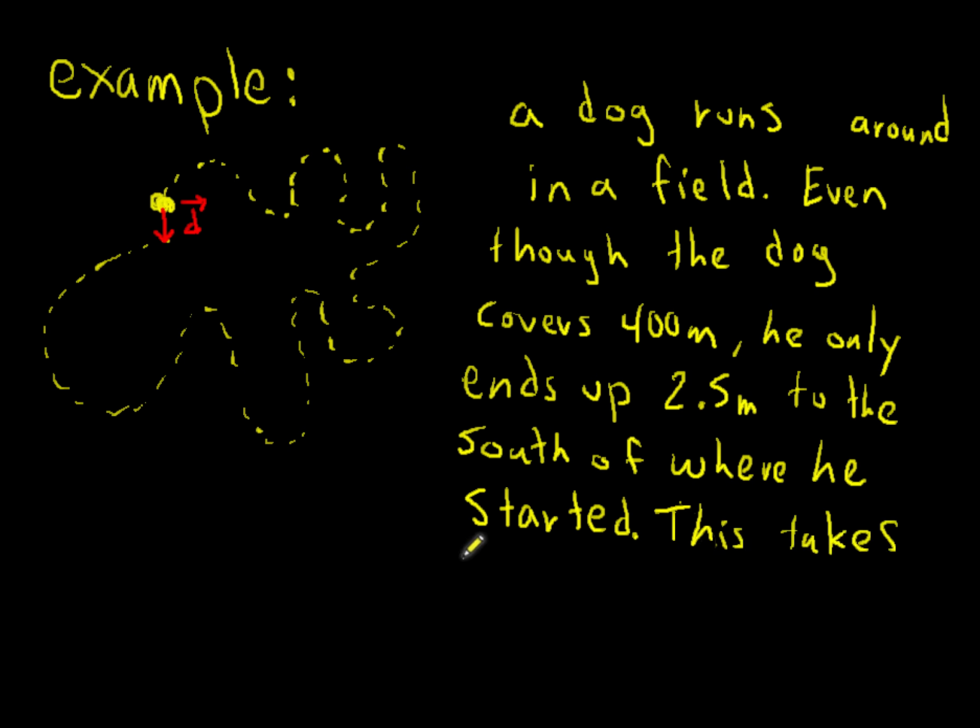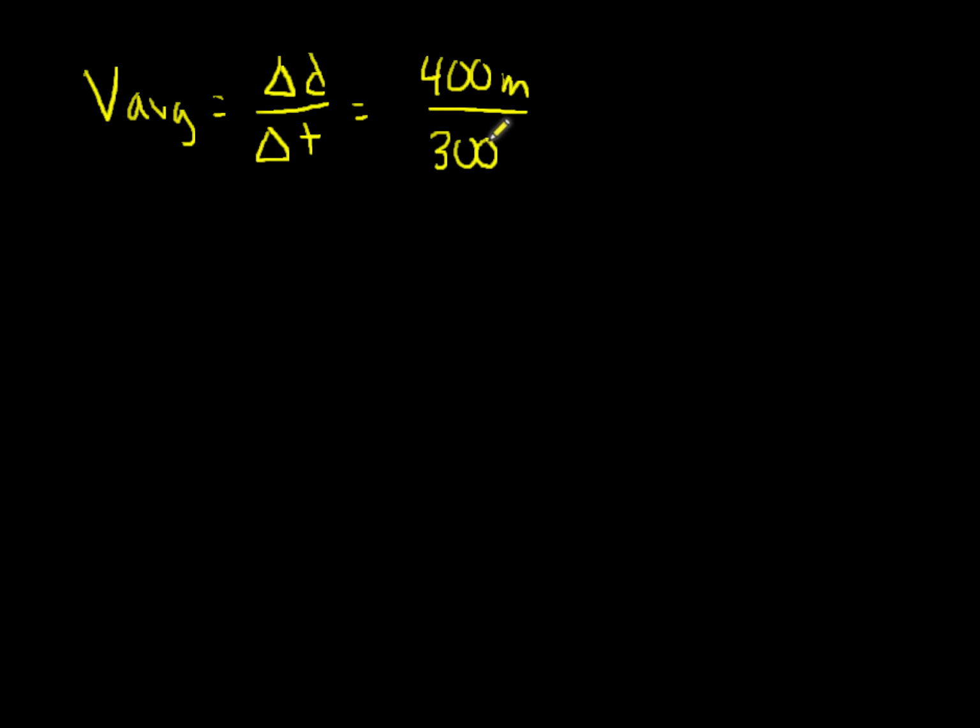This trip takes the dog 300 seconds. The average speed is the change in distance over time. This is the 400 meters divided by 300 seconds. And this gives an average speed of 1.33 meters per second.